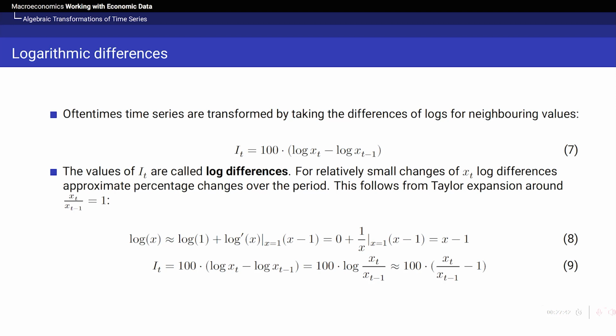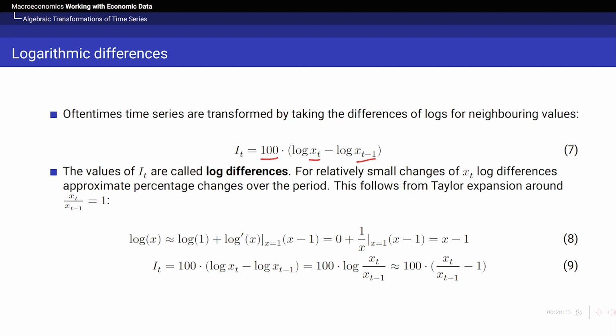Sometimes, instead of representing the time series in log levels, it is often useful to transform it into log difference form. This means that we take the difference between the logs of neighboring time series values for each period. To facilitate interpretation, we also multiply by 100. For relatively small changes in the levels of the time series, log differences approximate percentage changes.